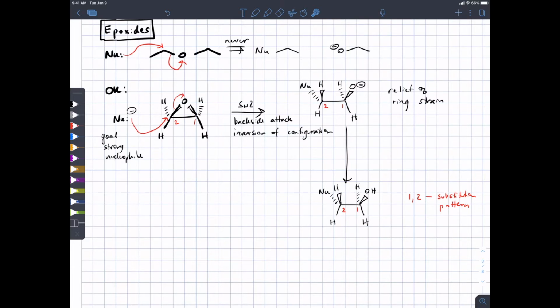All right. Anything else? Yeah. Under what circumstances do 3-membered rings like that happen? When do 3-membered rings like that happen?